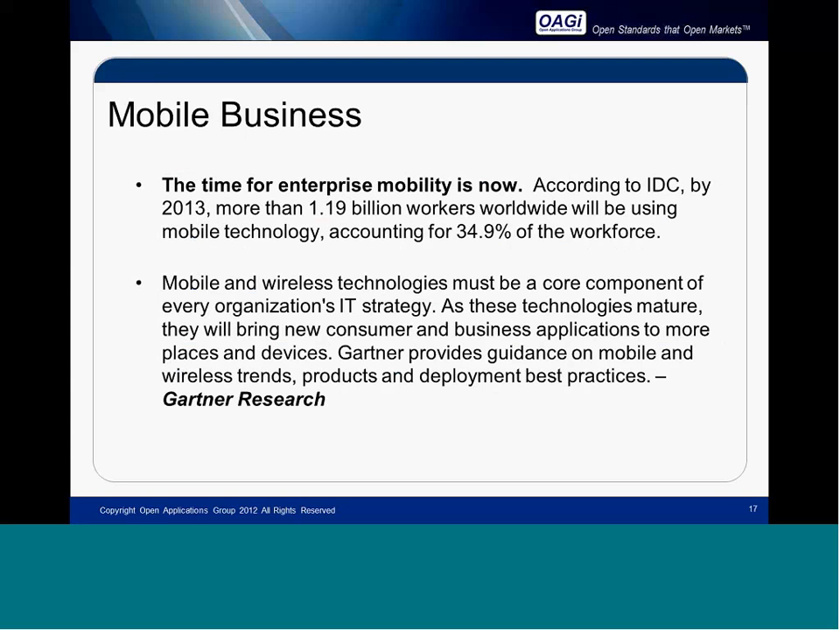Moving on to the business side. Here's one piece of data from IDC. It says just next year, 35% of the workforce is going to be using mobile technology in their business. And Gartner is emphasizing that all organizations, IT organizations, need to embrace mobile and wireless technologies and learn how to leverage them for the business.